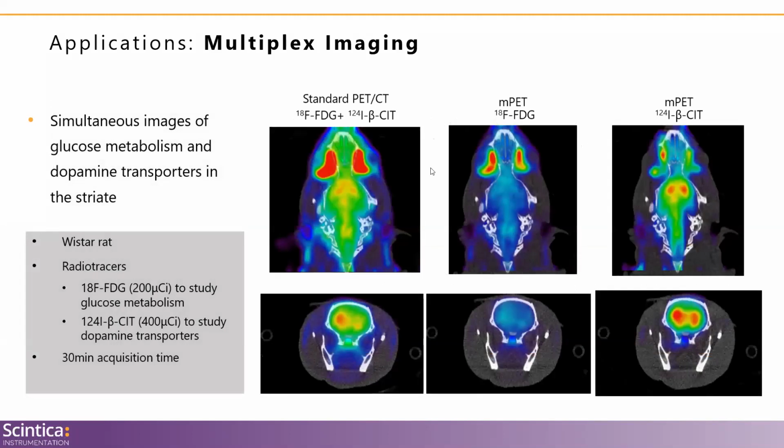And then, as I mentioned, less commonly, PET imaging. In this example, FDG was injected to look at cerebral metabolic activity, while an iodine tracer was injected to study dopamine transporters. What happens is the combined multiplex PET image is co-registered with the CT, and then the software can actually separate out the various signals.